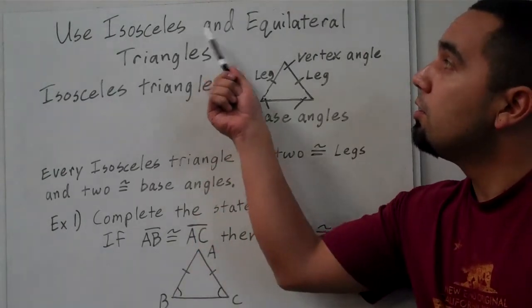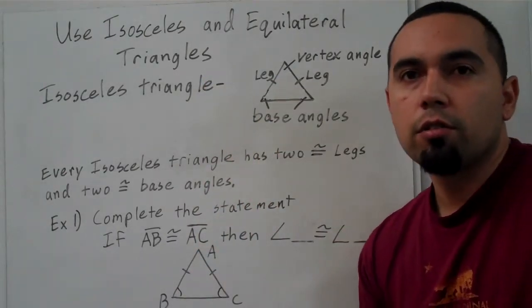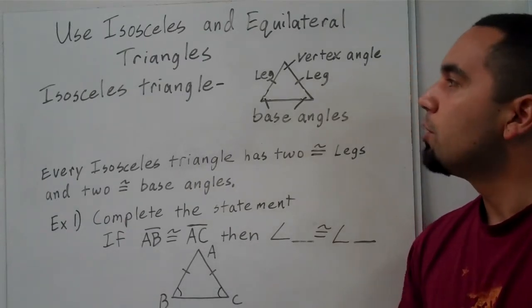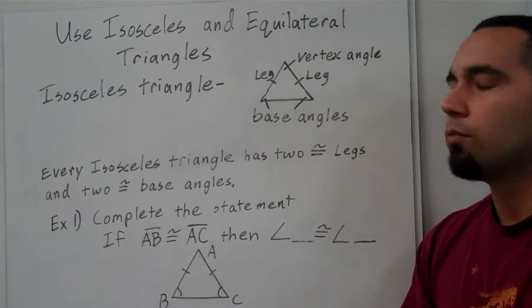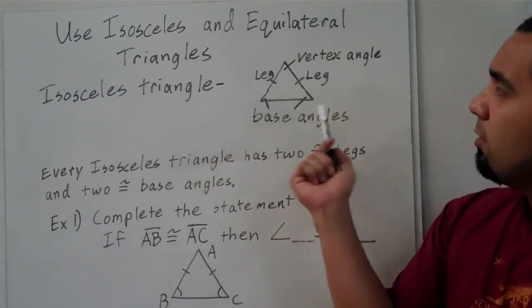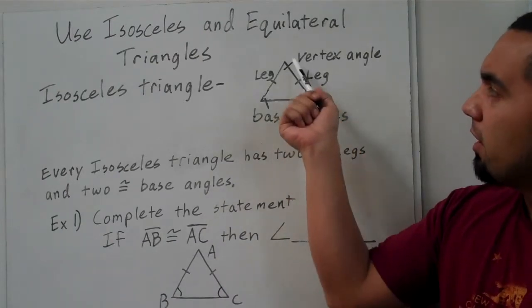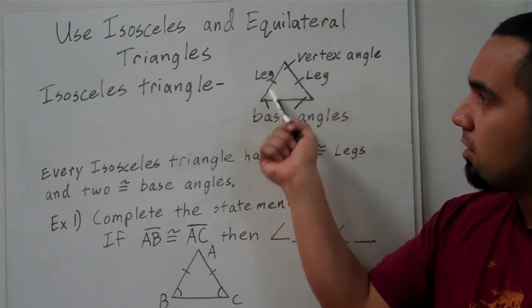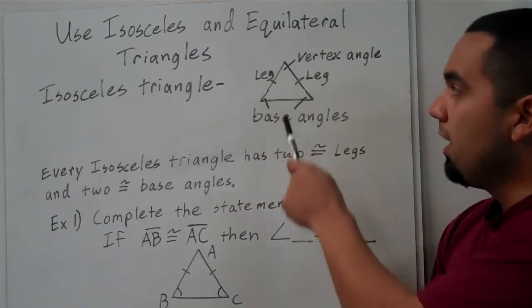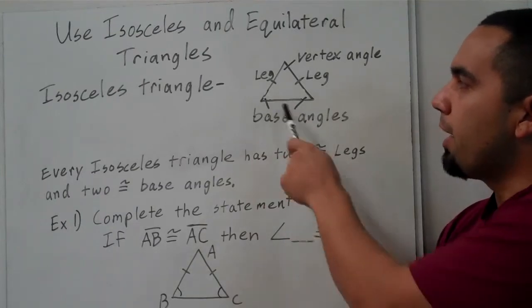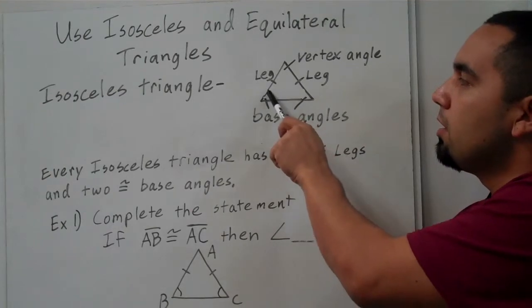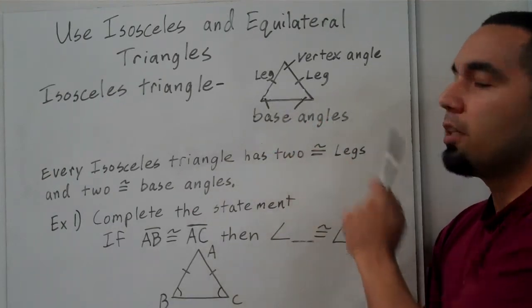Okay, so this is use isosceles and equilateral triangles. We talked about isosceles and equilateral triangles at the beginning of this chapter, so this should be a real quick review, and we're going to add a little piece to it. Isosceles triangles have a vertex angle and two legs, and the legs are the two equal sides, because isosceles triangles by definition have two equal sides, right? They also have this side, which we call a base. And because this side is the base, these two angles right here are called base angles.